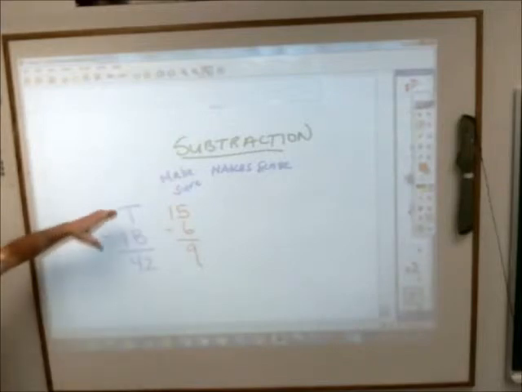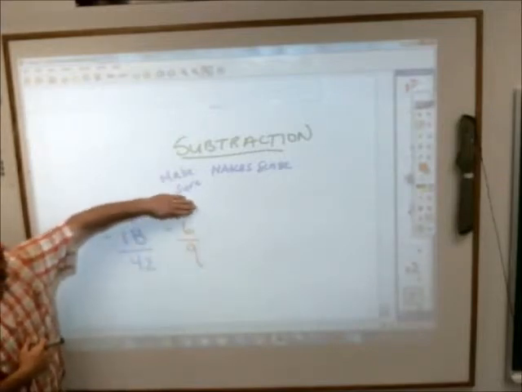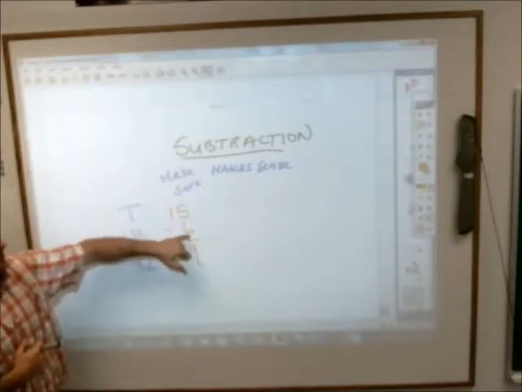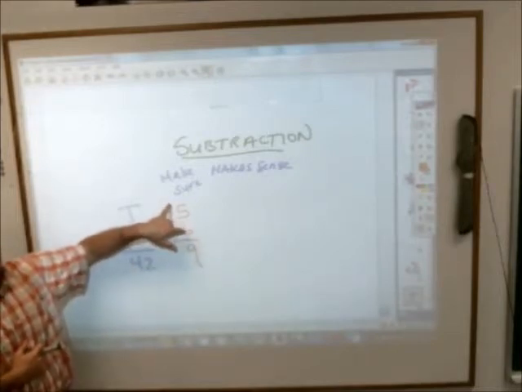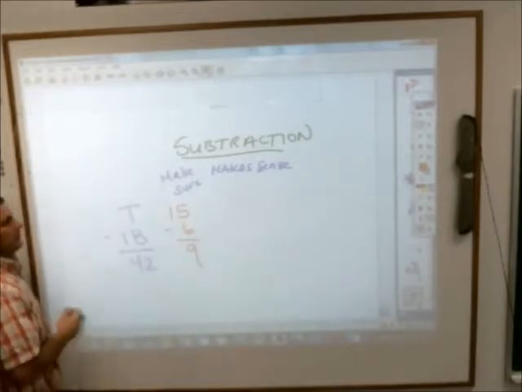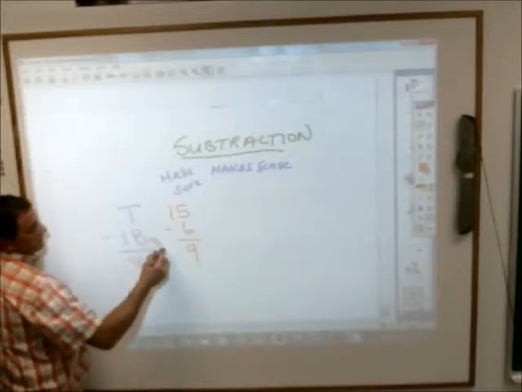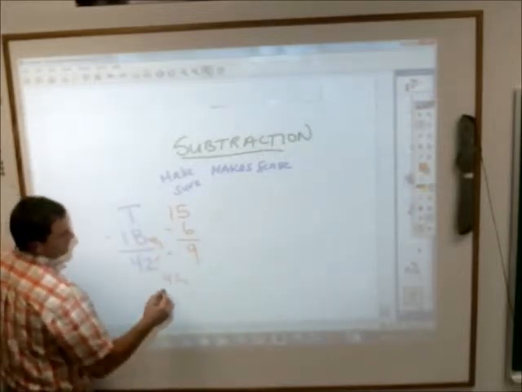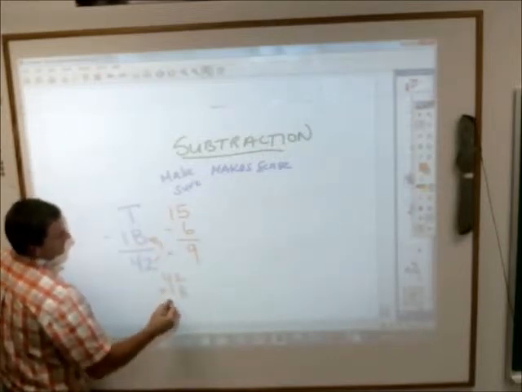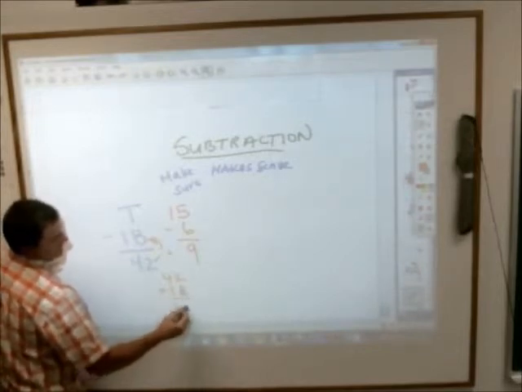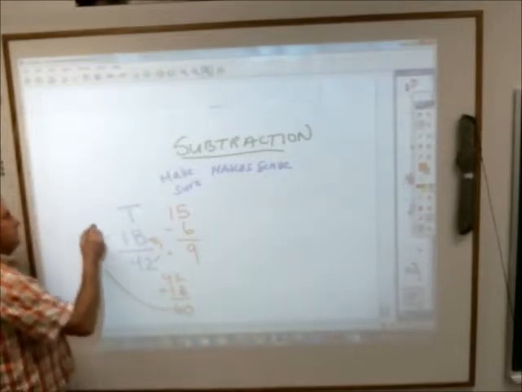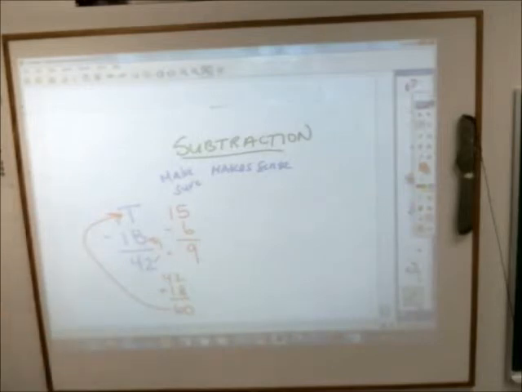If, in this one, you're missing the top number, what do I do with 9 and 6 to get 15? Add, so that's what I'm going to do here to get my answer. I'm going to take 42 plus 18, and you're going to get 60. And I know right now, almost all of you are thinking, well, that means with subtraction problems, I always add. And here is where that falls apart.